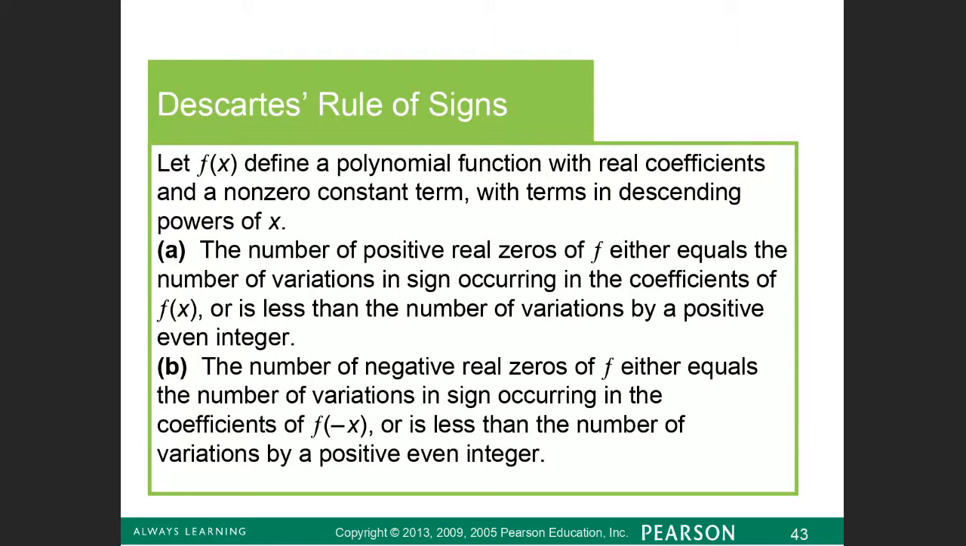Descartes' Rule of Signs. I'll give you a chance to read the rules here. We have two, A and B.